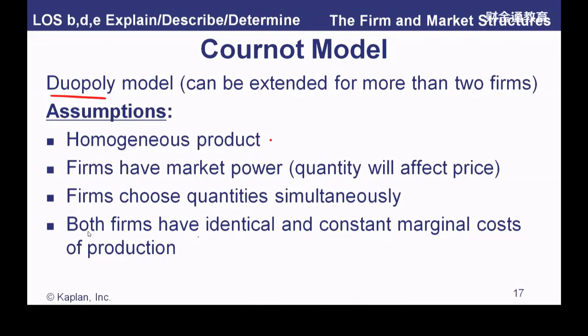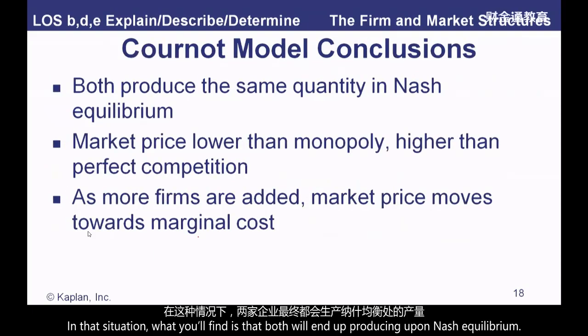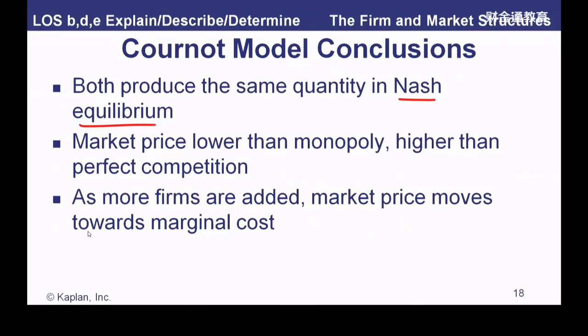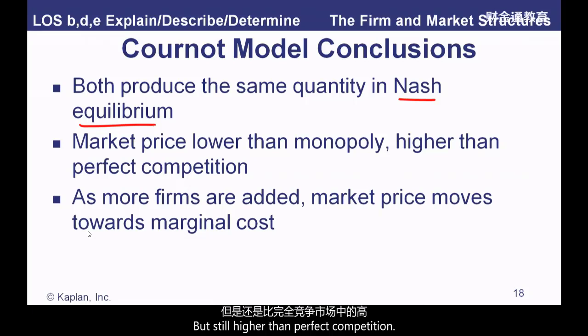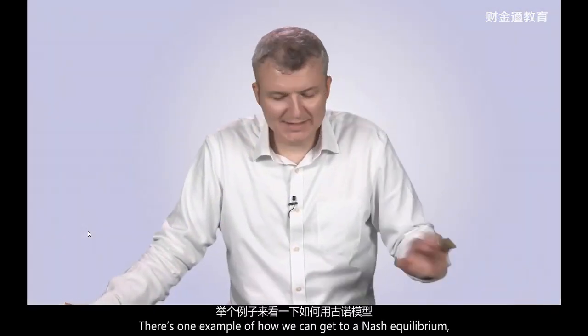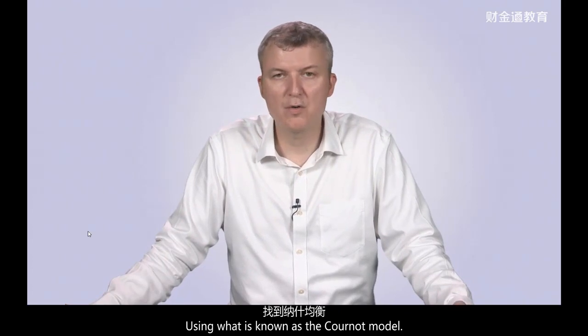In that situation, what you will find is that both will end up producing at the Nash equilibrium. The market price will be lower than it would be under a monopoly situation, but still higher than perfect competition. And if you extend it and add in more and more firms, then the market price will actually head towards marginal cost. So that's one example of how we can get to a Nash equilibrium using what's known as the Cournot model.